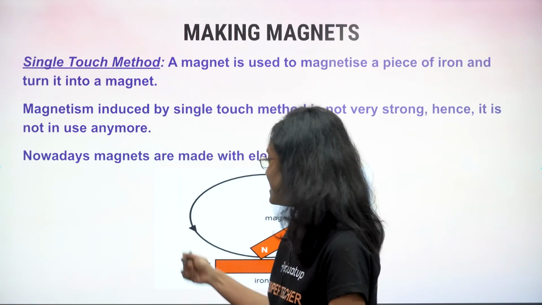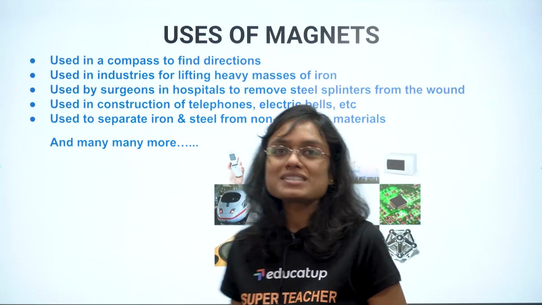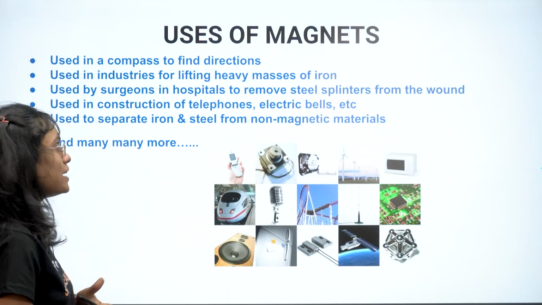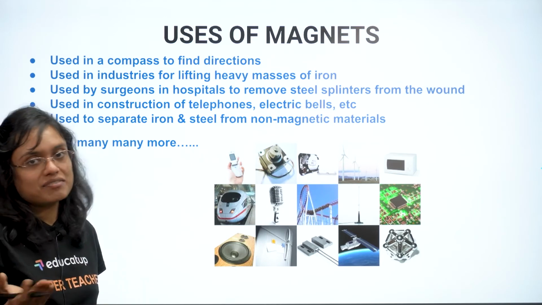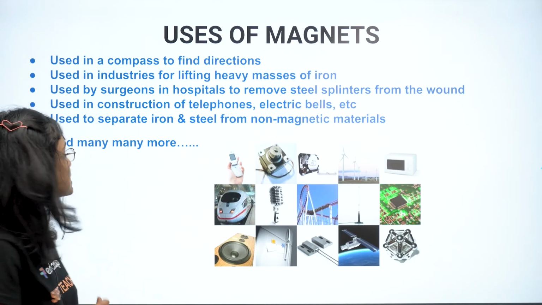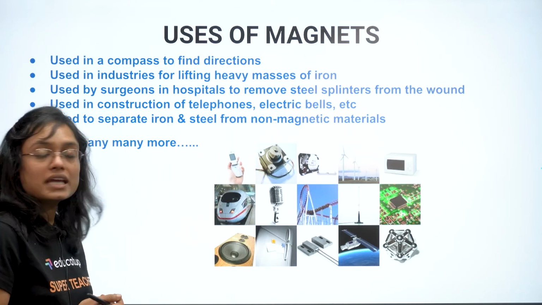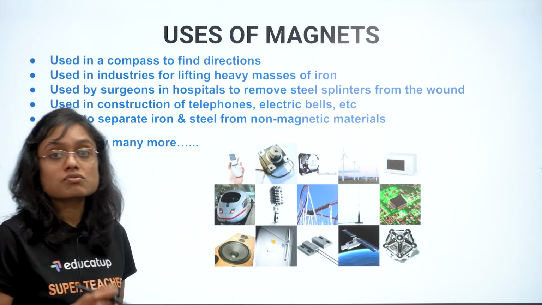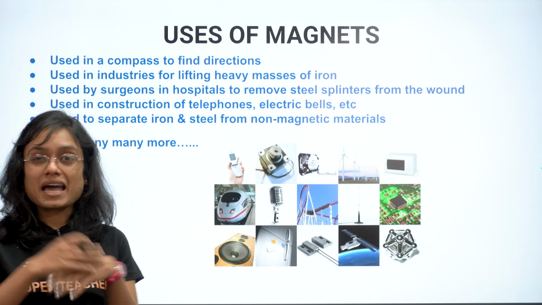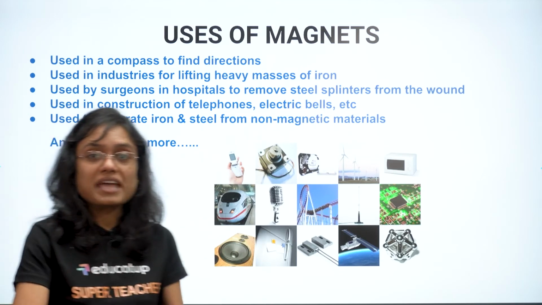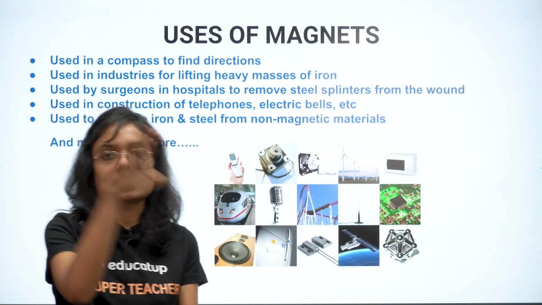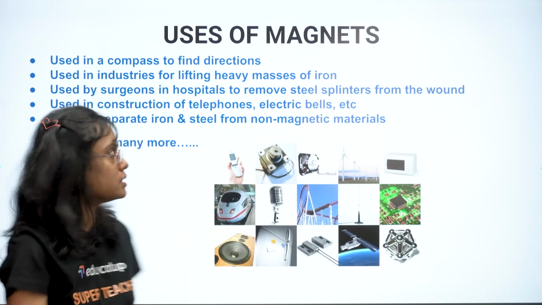Now let's move ahead. Uses of magnets. There are some important uses of magnets. Let's have a look. They are used in a compass to find directions. Definitely, we have seen magnetic compass. Then used in industries for lifting heavy masses of iron. Yes, in the scrap areas where a lot of iron scrap is there, to lift heavy damaged cars and vehicles, magnets are used because they get stuck. They can be pulled up easily.